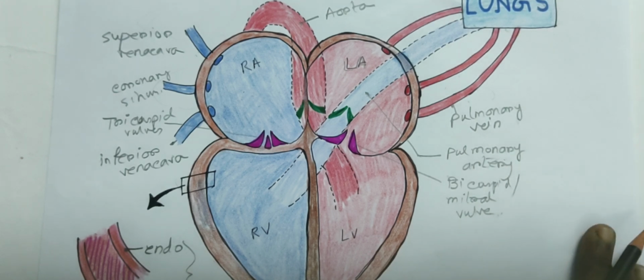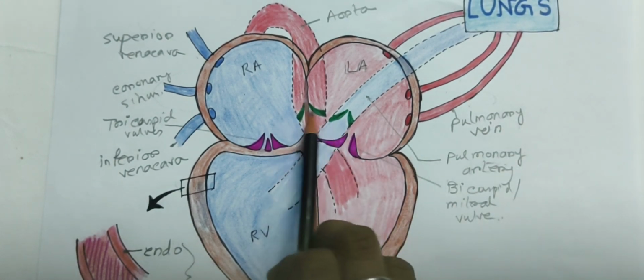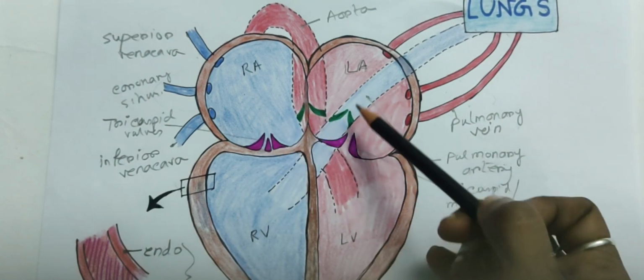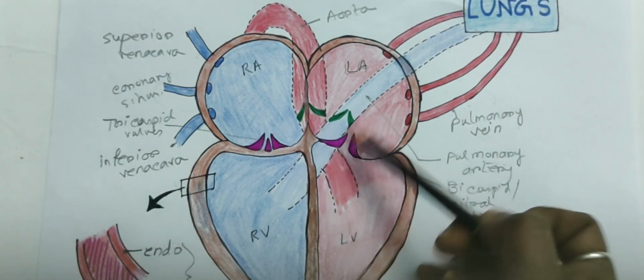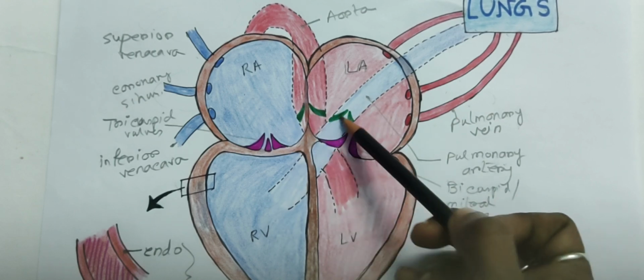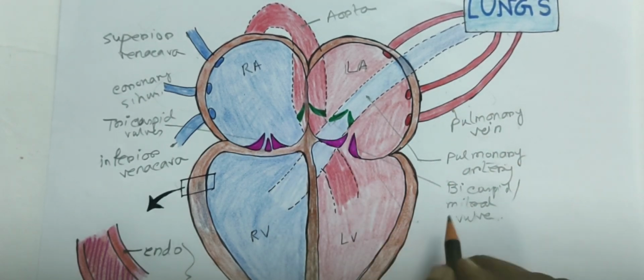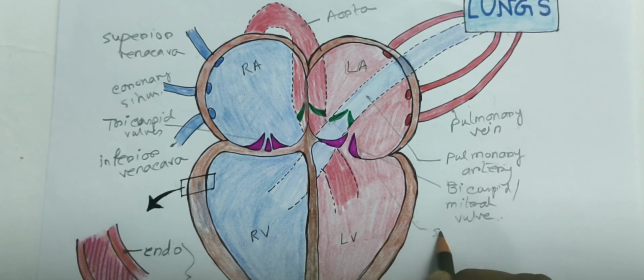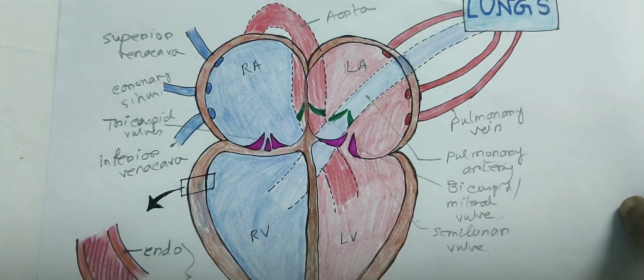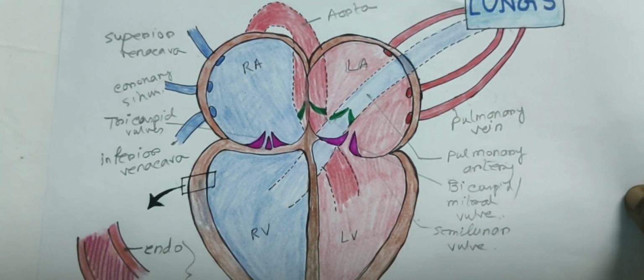Other valves are present. These green colored valves are present within the aorta and the pulmonary artery. These two valves are called the semilunar valves. So these are the basic structure of a heart.